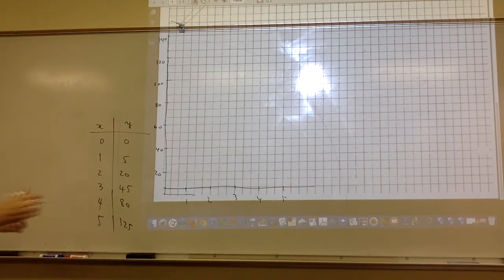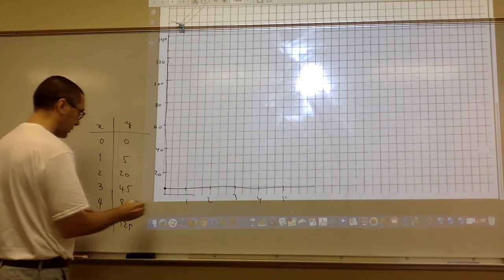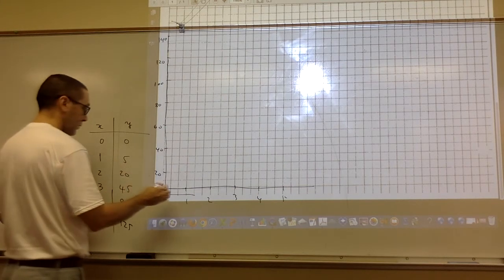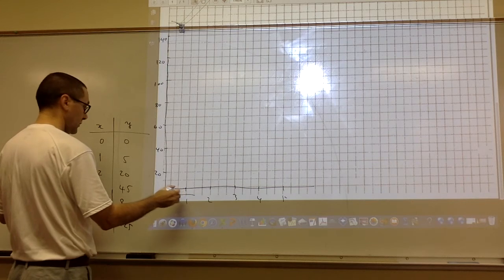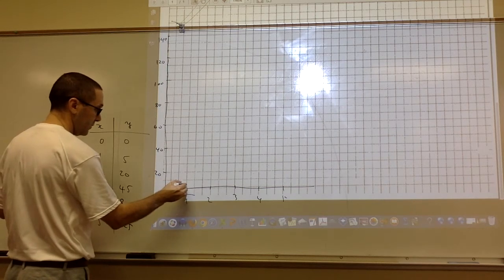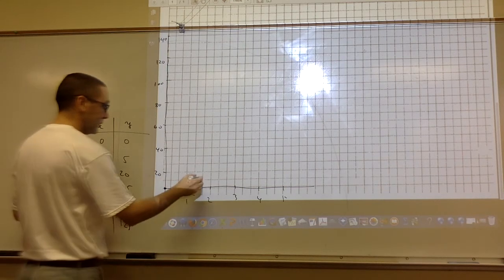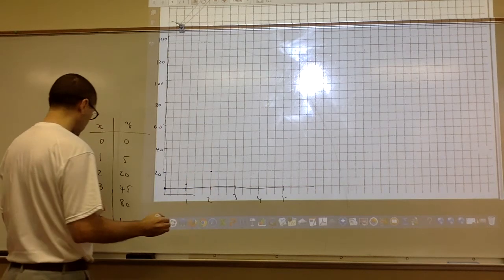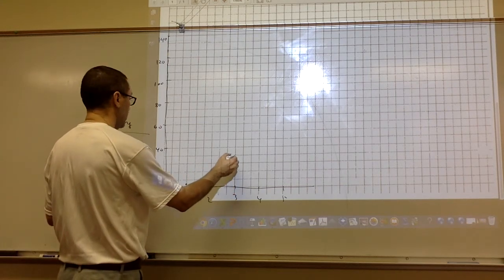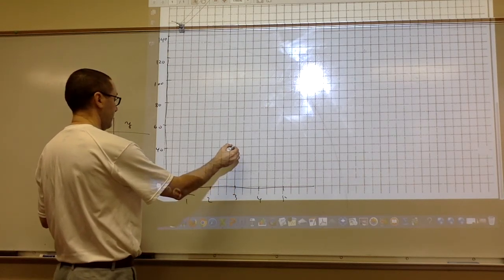And so we're going to graph this data. So 0, 0. 1, 5. So now I have to figure out this is 10, this is 1, 5. This is 20, 20. 3, 45. 3 is 40.